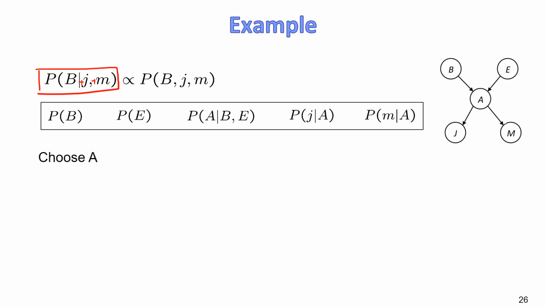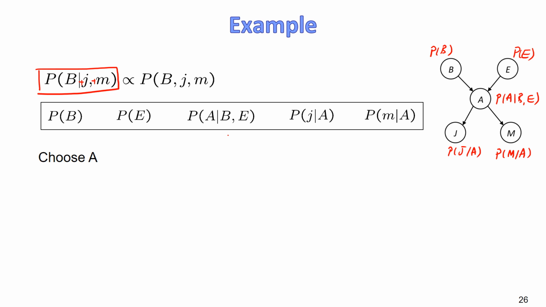What are the initial factors here of the Bayes net? We have P of B, we have P of E, we have P of A given B and E, we have P of M given A, and we have P of J given A. Of course, you understand how I got this from the Bayes net, right? That's the probability of every variable conditioned on its parent or parents.